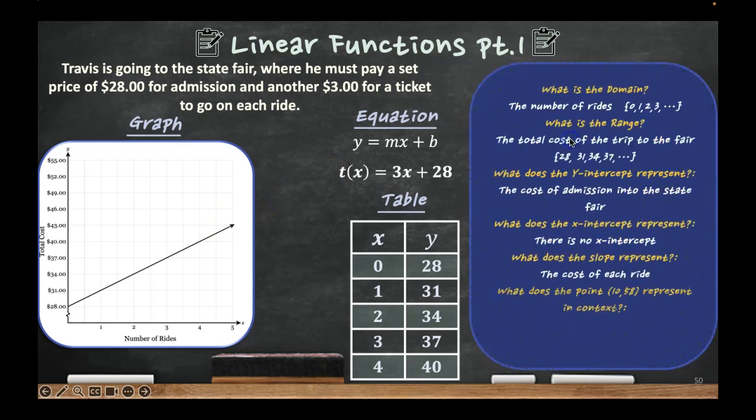And here are some other characteristics, or some other questions, that you should be able to answer given a linear function, ranging from the domain, range, y-intercept and x-intercept, to the slope, what does that mean, which is the cost of each ride, which is the $3. And then (10, 58), what does it mean in context? 10 is the x, so x is the number of rides, so 10 rides. 58 is your y, which is the total cost. So if you ride 10 rides, it will cost $58.